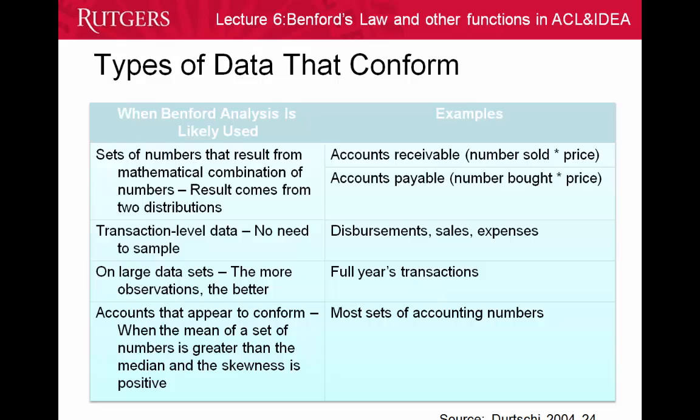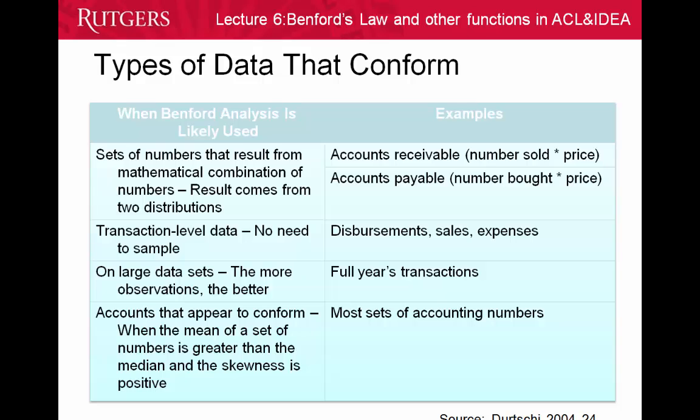The first type is the set of numbers that come from a mathematical combination of numbers, results that come from two distributions. Two obvious examples are accounts receivable and accounts payable, because they are both products of two variables that come from two distributions. Auditors can use Benford's law to test whether accounts receivable or payable is reasonable.